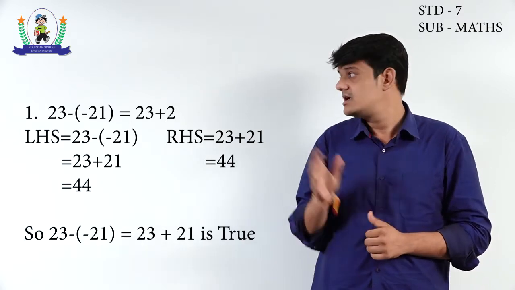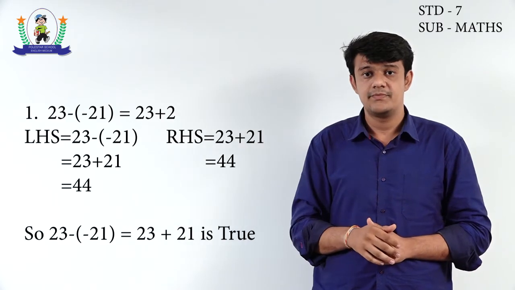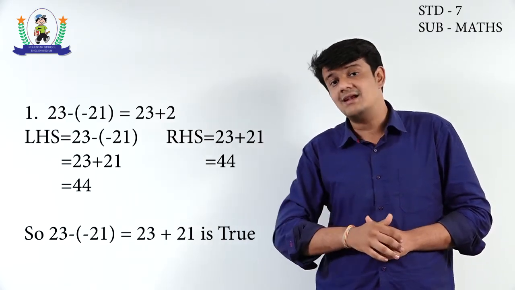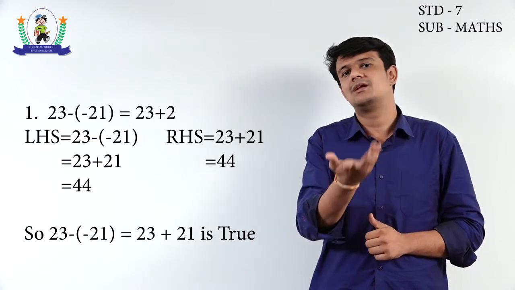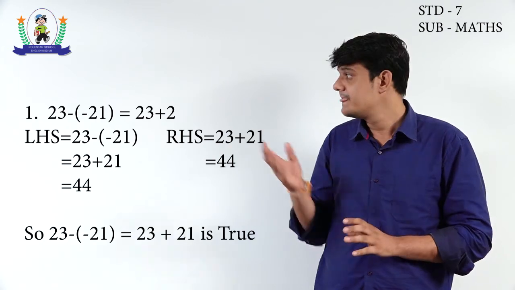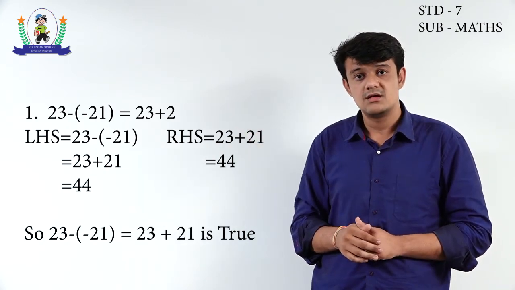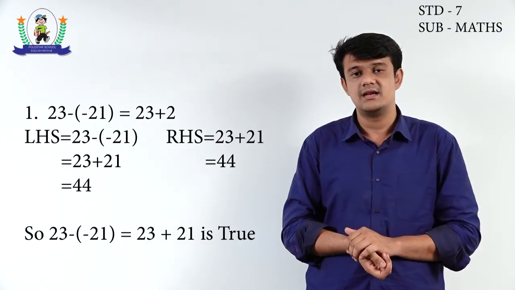Moving on to the left hand side. In the left hand side we have 23 minus (minus 21). Now we know that minus minus 21 represents what? Plus 21 only, because minus gives you plus. In the previous standard you have studied that. So minus gives you plus. So that is definitely 23 plus 21. So these two sides are equal.